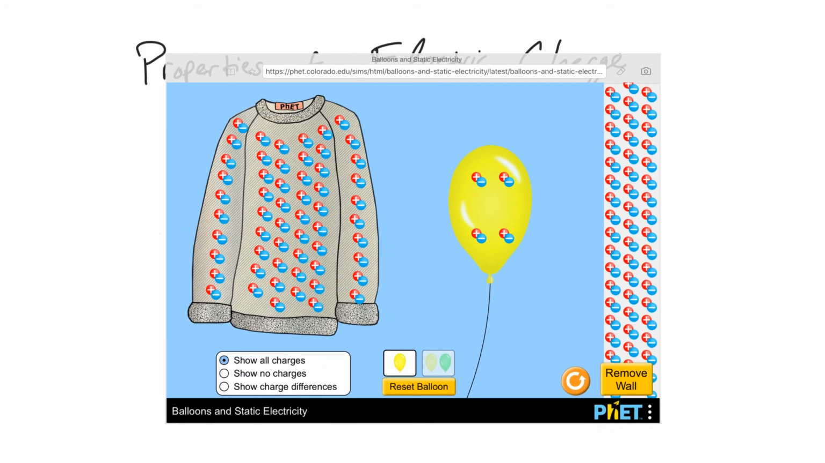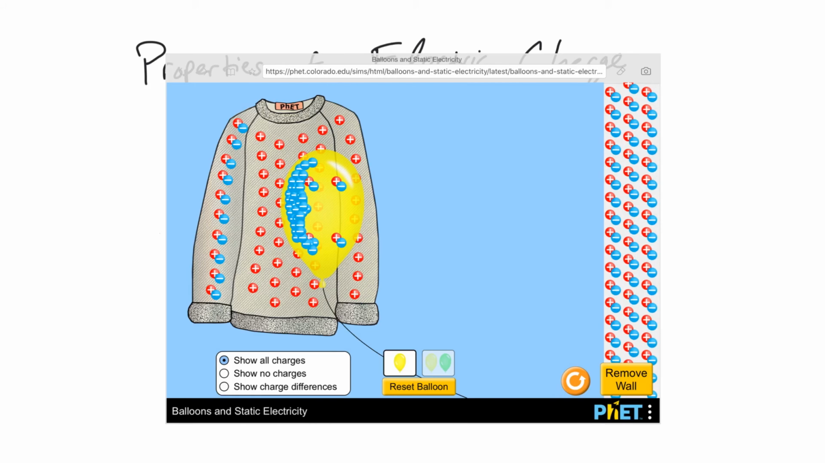Here's a simulation from PhET, University of Colorado, great simulations. Here's a balloon. And for whatever reason, when this material of the balloon interacts with the material of the sweater, based on the nature of the bonds and the types of atoms in balloons and in sweaters, when we rub by friction against the sweater here, we see that we pick up excess electrons. We're ripping electrons off of the sweater, and now those are being deposited onto the balloon.